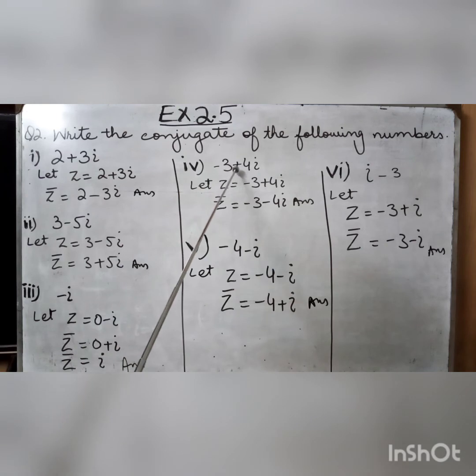Fourth part, minus 3 plus 4 iota. Let z is equal to minus 3 plus 4 iota. The conjugate of z is equal to minus 3 minus 4 iota. Fifth part, minus 4 minus iota. Let z is equal to minus 4 minus iota. The conjugate of z, which is z bar, is equal to minus 4 plus iota. It changes the sign of imaginary part. Sixth part is iota minus 3. Let z is equal to minus 3 plus iota. Conjugate of z, which is z bar, is equal to minus 3 minus iota.